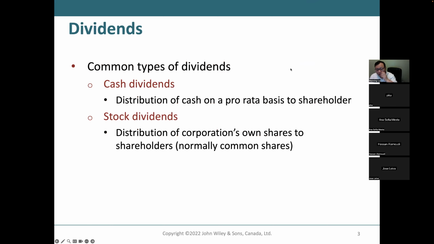So with a cash dividend, you give cash to your shareholders. Cash dividend is not the only type of dividend. You could also have a stock dividend. So instead of giving cash to the shareholders, you could give them shares. Okay, you could give them more shares as a dividend.